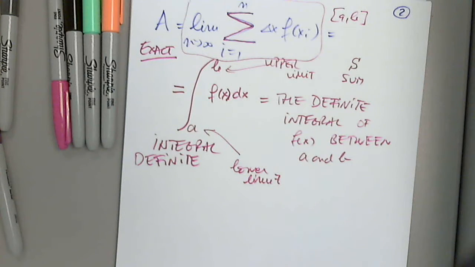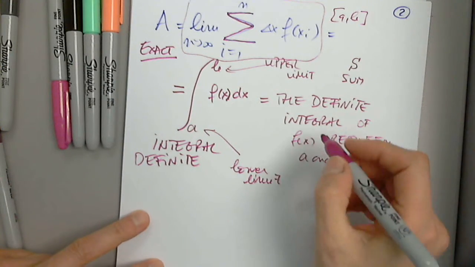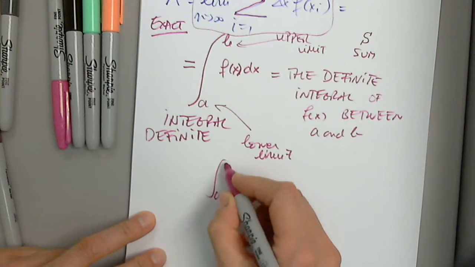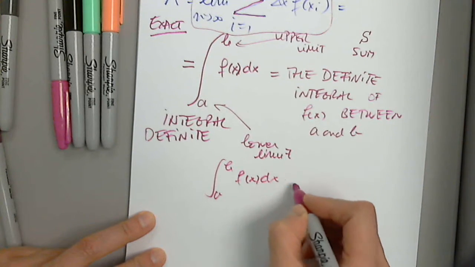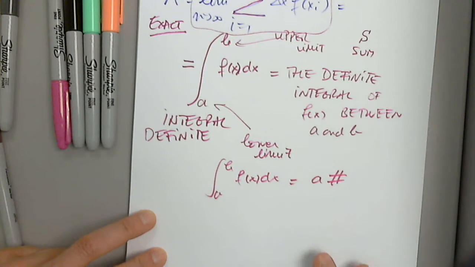These two are identical. They're not determined in the same way, but they will give the same thing. They are identical in the final answer, and the final answer will be a number. Okay? So the integral from a to b of f of x dx is a number.